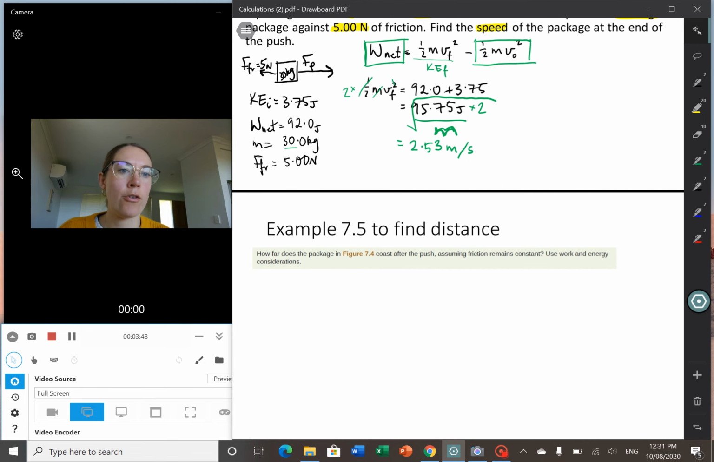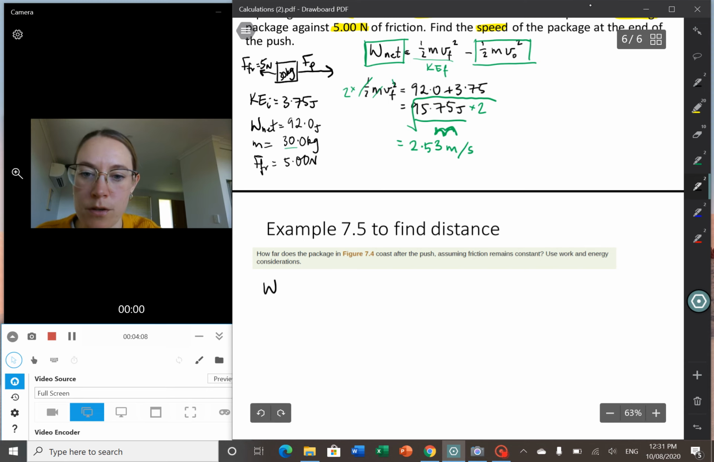And carrying on to the same scenario, we're asked how far does the package coast after the push, assuming that friction remains constant. So for this one, rather than using the work energy theorem, we want to use this formula here, so that we can find distance.